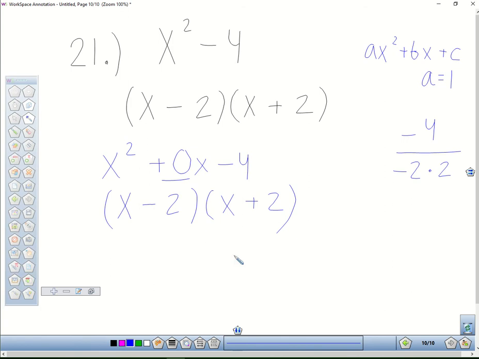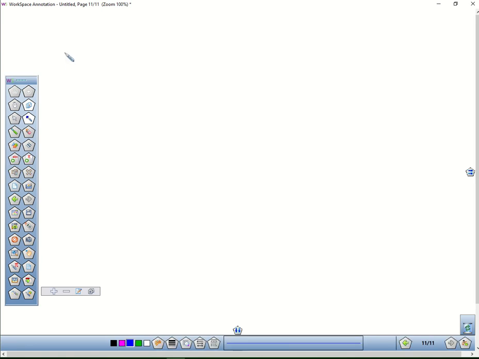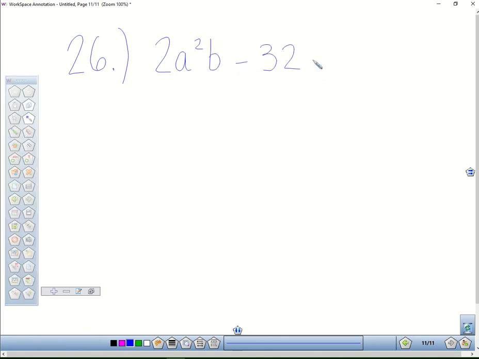Sure. Let's do number 26. Okay, hang on. Everybody good on 21 before I move the page? Okay, let's look at 26. So for number 26, I have 2a squared b minus 32 a to the 4th b.